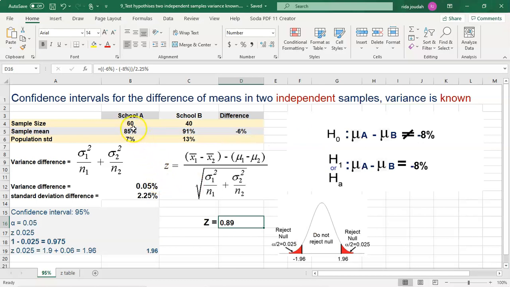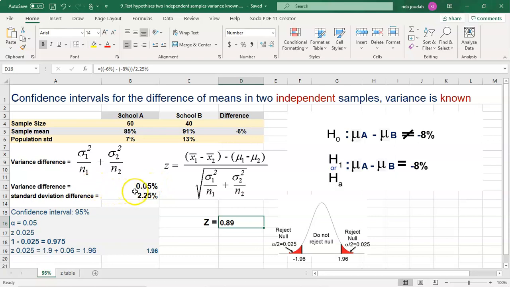Because the observations of the two samples are greater than 30 observations and the standard deviation is given for both of them, we can use the z distribution test. And this is the formula. x1 bar minus x2 bar means the difference between the two sample means, which is minus 6%, minus mu1 minus mu2, and this is what we want to test here, which is minus 8%, divided by the square root of sigma 1 squared divided by n1 plus sigma 2 squared divided by n2. And you already found this value from a previous tutorial.